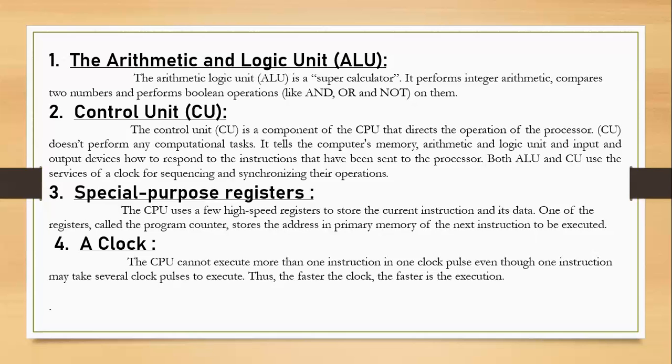pulse. Don't compare the clock rate of the CPU with the actual clock that you use. That's different. That's used for the clock inside the CPU. It's used for generating the clock pulses for sequencing and synchronization of operations. These are the main building blocks of the CPU: ALU, control unit, special purpose registers, and clock.